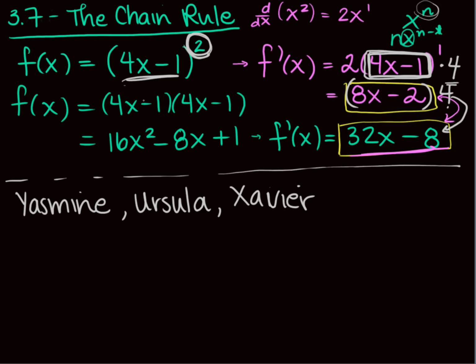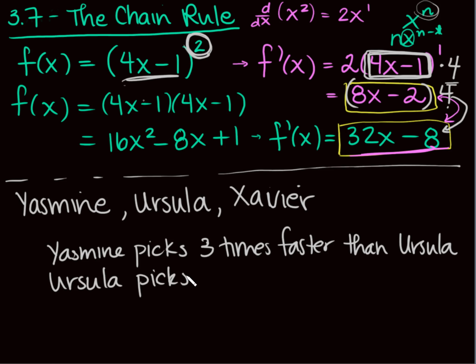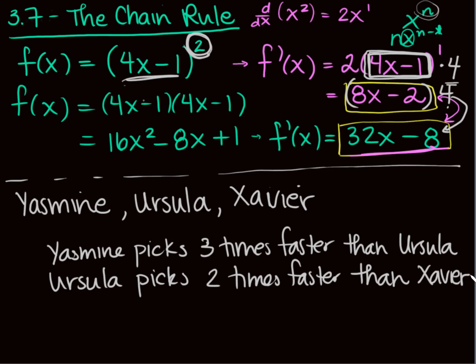Here's a couple things that we know. We know that Yasmin picks apples 3 times faster than Ursula, and we know that Ursula picks apples twice as fast, or 2 times faster, than Xavier.